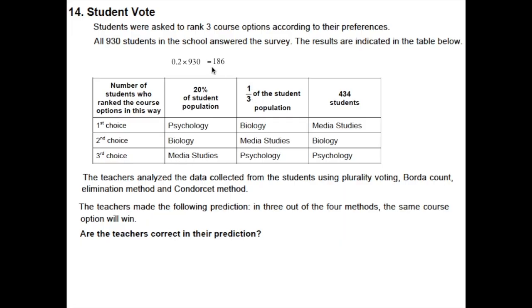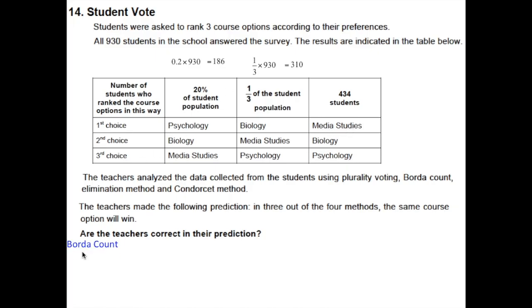1/3 of the population, 1/3 of the 930. That's 930 divided by 3, which is 310. 310 students picked biology first, media studies second, psychology third. 434 students picked media studies first, then biology, then psychology last.